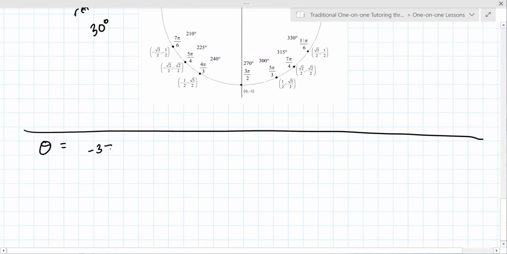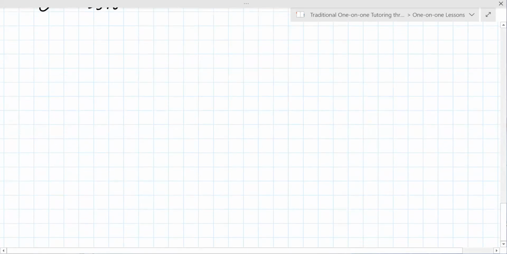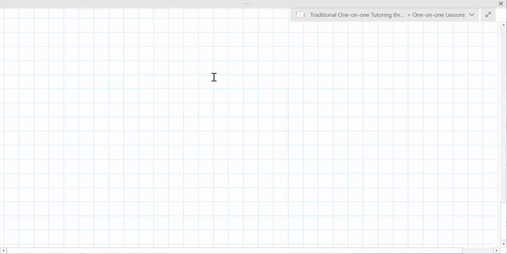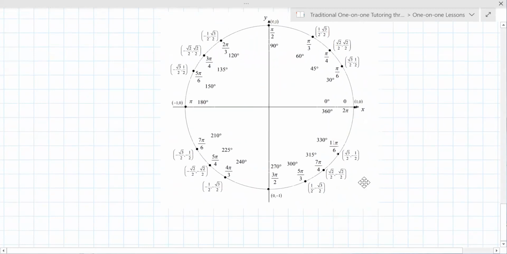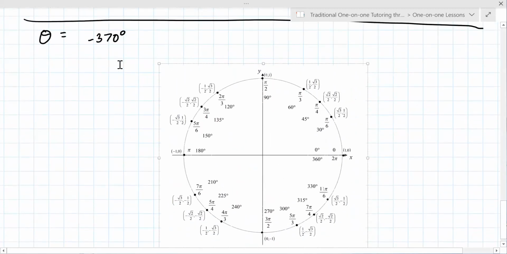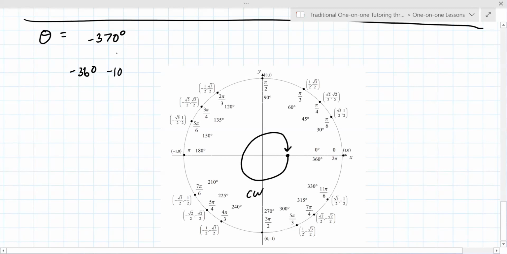-370 degrees. Okay. So I'll draw that unit circle. I'm copying it in each time. So if you go negative 360, you're starting here and you're going all the way around clockwise. Do you see that? But you also have to go another 10, because 370 is obviously 10 more than 360. So you're going just a little more, like right there.